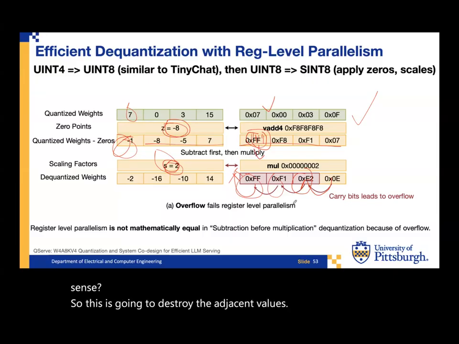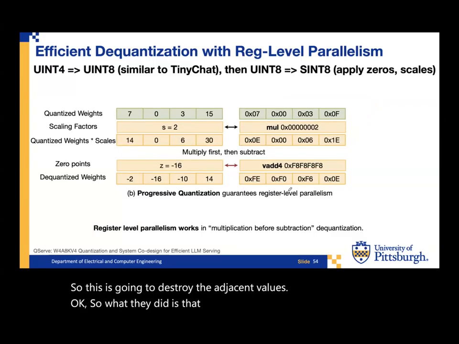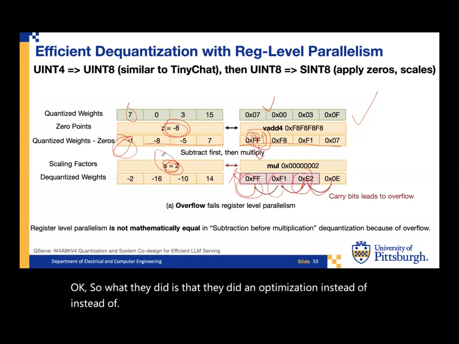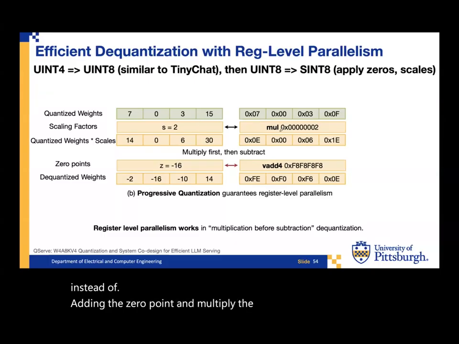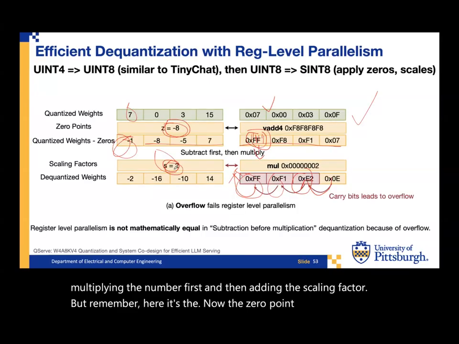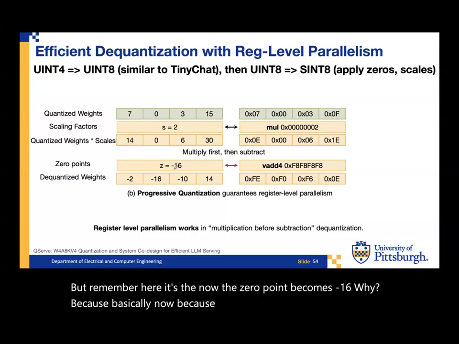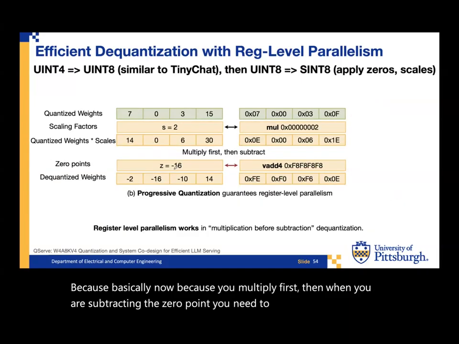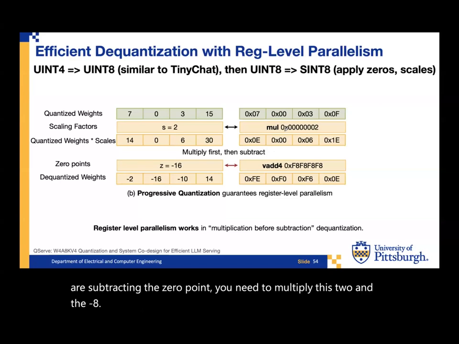Okay, so what they did is an optimization. Instead of adding the zero point and multiplying the scaling factor, they multiply the number first and then add the scaling factor. But remember, now the zero point becomes -16, because you multiply first, so when you are subtracting the zero point, you need to multiply this 2 and the -8. Okay, but why is this actually helping?